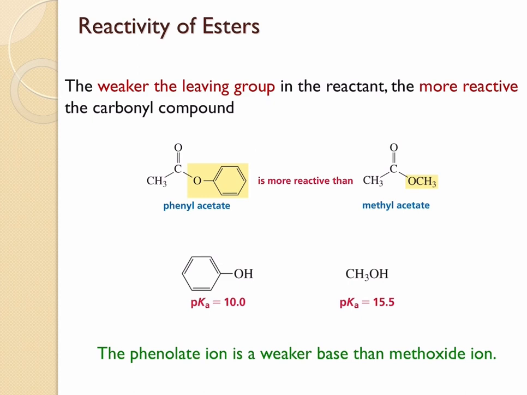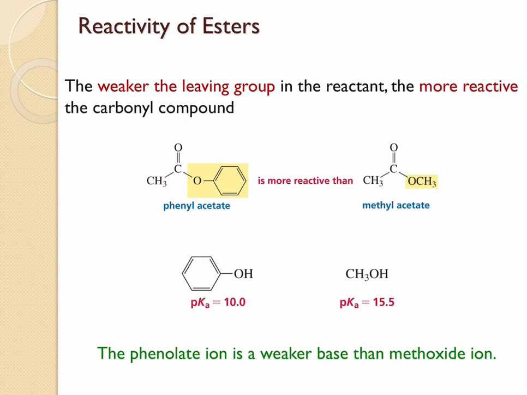Reactivity of esters. The reactivity of ester is going to depend on the leaving group present in the ester. For example, let's take phenyl acetate and methyl acetate. Here, the leaving group is the phenolate ion, and here it's going to be the methoxide ion. Now, let's take the conjugate acids for each of these leaving groups. The conjugate acid for the phenolate ion is phenol, which has a pKa value of 10, and the conjugate acid of the methoxide ion is methanol, which has a pKa value of 15.5.